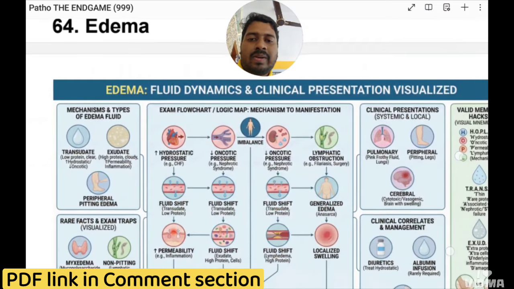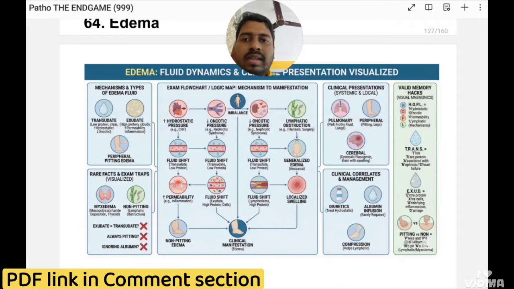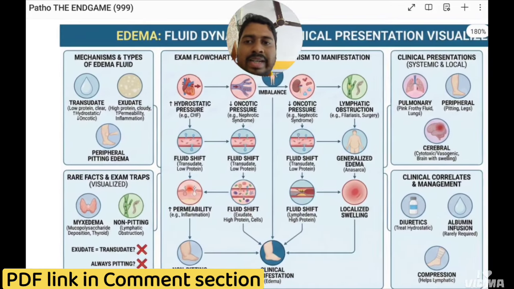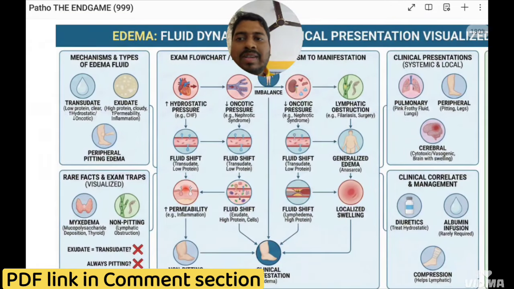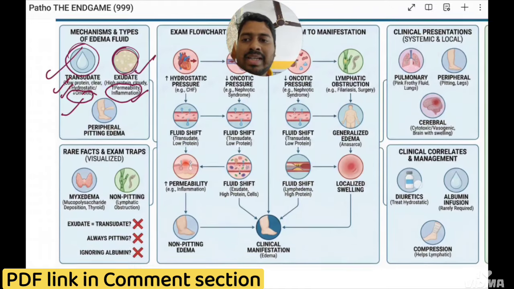So next we'll go to edema, a very basic concept again. What are the mechanisms of edema? There are two types, pitting edema and non-pitting edema. Pitting edema is transudative or exudative. Transudative means, as you already know by now, there is low protein, increased hydrostatic pressure, or decreased oncotic pressure. Exudative is mainly because of inflammation and increased permeability. There is protein-rich cloudy material which has accumulated.